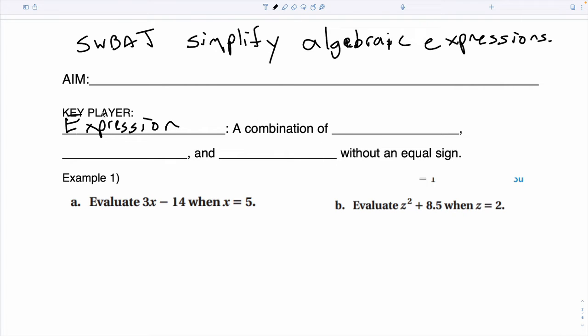So an expression is a math problem that looks like this. Underline 3x minus 14. Excellent. Make sure you point to it and put expression. There's your first example. An expression is just a math problem, and it's a combination of variables. It's a combination of constants, which is a fancy term for just a number, and signs like plus, minus, add, subtract.